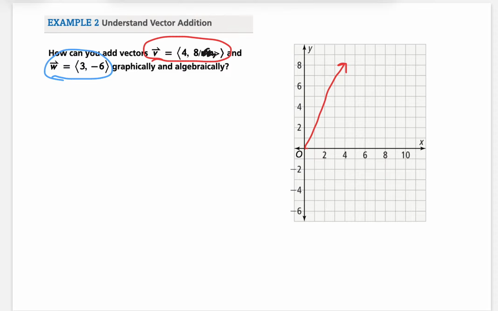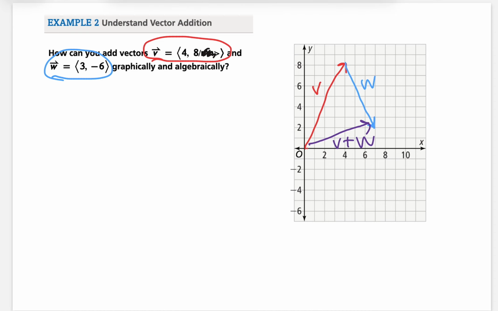But when we're adding vectors together, we are thinking head to tail. So we're thinking kind of a path. So we have our vector v, the red vector that I just drew. And now from the ending of that vector, we're going to add on vector w, which is going 3 to the right and down 6. So that would put me right there. So this is vector W. This is vector V. And then to find the addition of them, we're going to start from the origin. And we're going to end, so this would be V plus W.